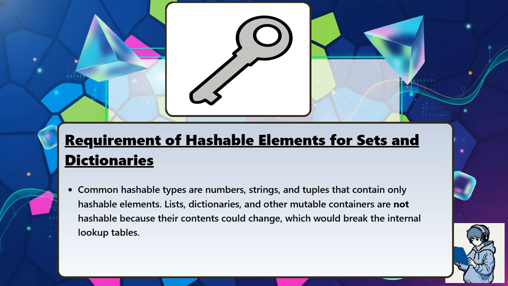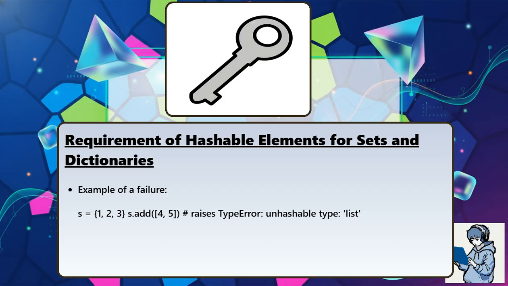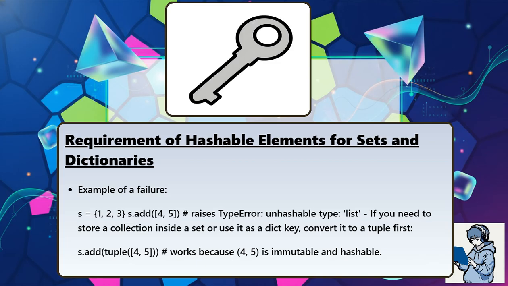Lists, dictionaries, and other mutable containers are not hashable because their contents could change, which would break the internal lookup tables. Example of a failure: S = {1, 2, 3}, then S.add([4, 5]), which raises a TypeError, unhashable type: list. If you need to store a collection inside a set or use it as a dictionary key, convert it to a tuple first. S.add(tuple([4, 5])), which works because (4, 5) is immutable and hashable.